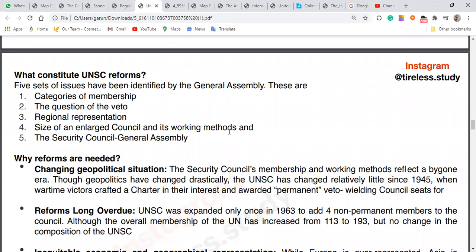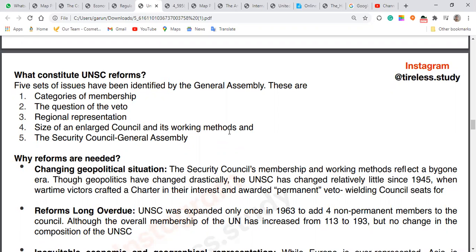What constitutes UNSC reforms? Five sets of issues have been identified by the General Assembly. These are categories of membership, the question of veto, regional representation, size of an enlarged council and its working methods, and the Security Council's relationship with the General Assembly.